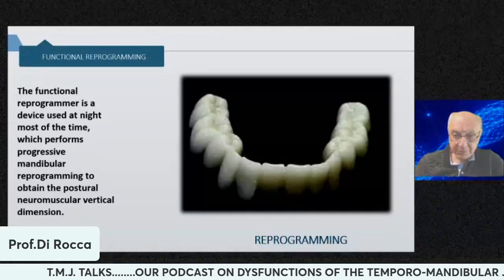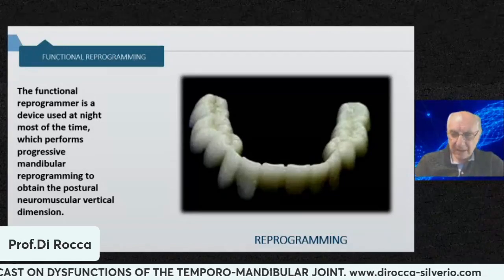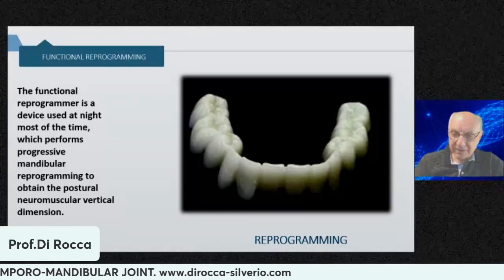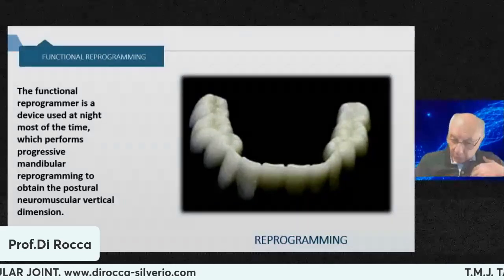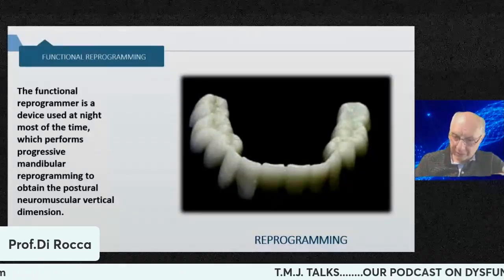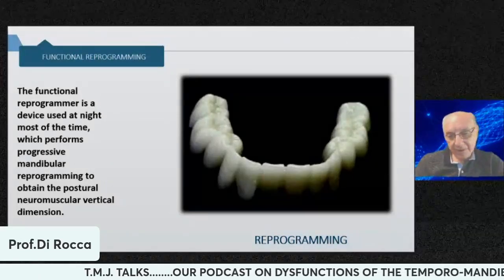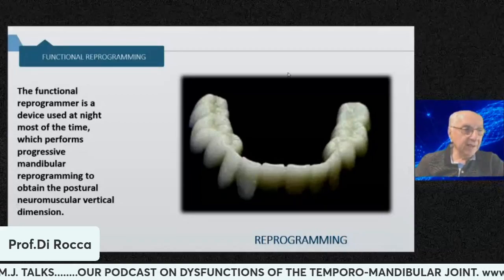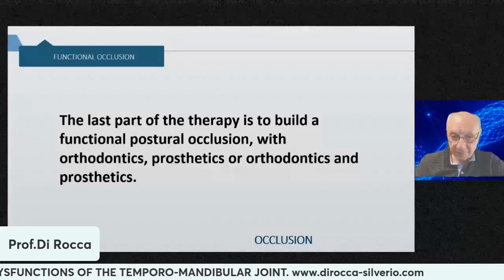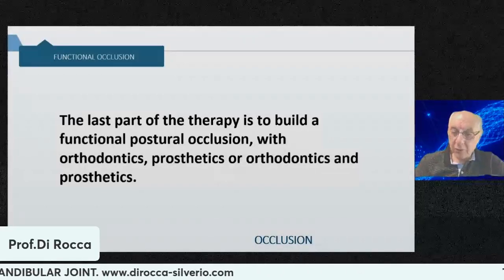And the system is protected because teeth are not touching. And if the occlusion is annulled, the jaw is protected. And any treatment is protected. If you want to go ahead with the treatment after the physical rehabilitation, the reprogrammer for the dentist is the way. We find the exact jaw position, and then after that, the last part is to create a functional occlusion with orthodontics, prosthetics, or both.